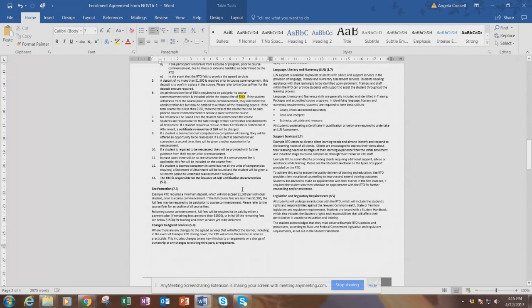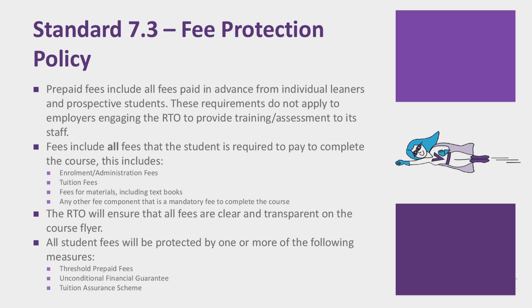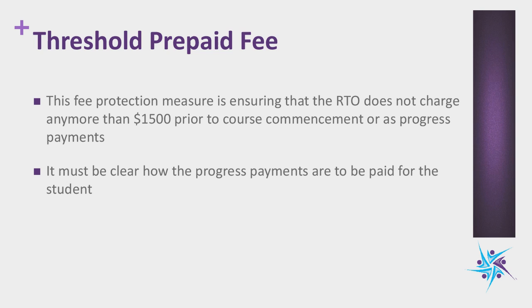And then we've got fee protection down here in this section here, where we've said we will not take more money than $1,500 prior to course commencement and no more than $1,500 in incremental payments. So you're just going to be clear and transparent on all of your materials, what your fees will be. And that's mainly what ASQA want to know, is that it's clear and transparent to the student what their fees will be, and so there's no surprises. So they don't get an additional fee on top later on down the track. They know what the fees are before they get started.